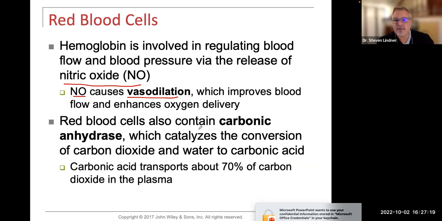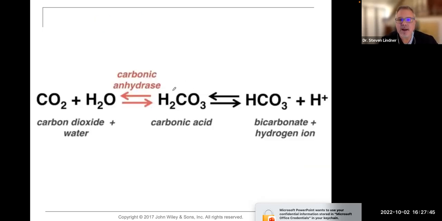Red blood cells also contain carbonic anhydrase, and anything that ends in "ase" is an enzyme, and that catalyzes the conversion of carbon dioxide into carbonic acid. And carbonic acid is going to transport about 70% of the carbon dioxide in the plasma. So here we can see this carbonic acid, which is carrying 70% of the carbon dioxide. Now we have carbonic anhydrase working on that to break carbonic acid down into carbon dioxide and water.